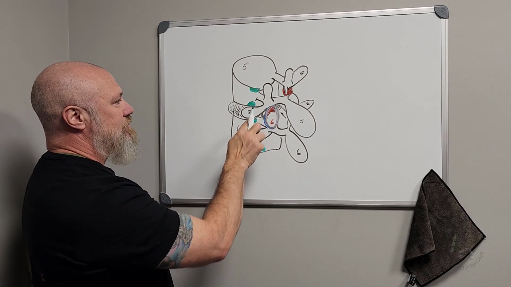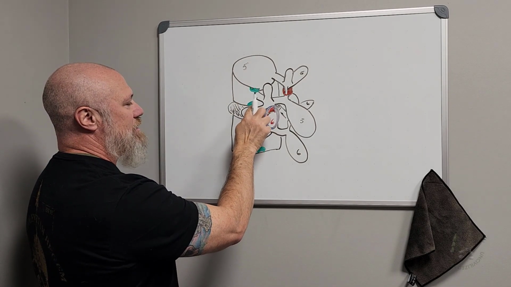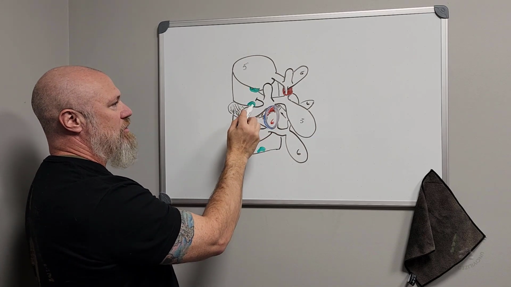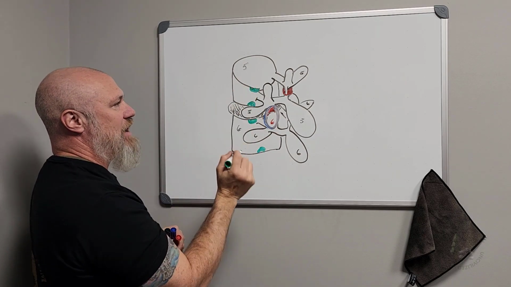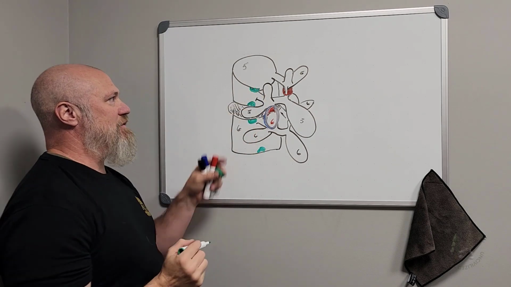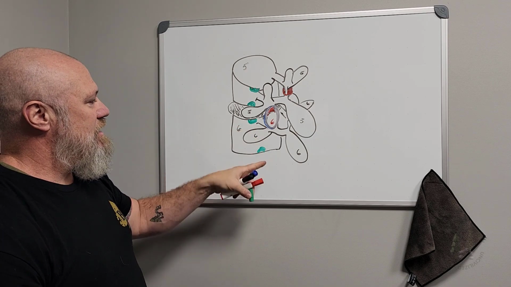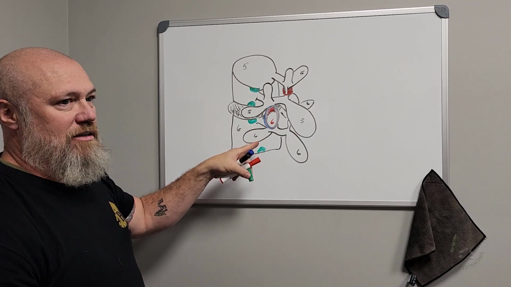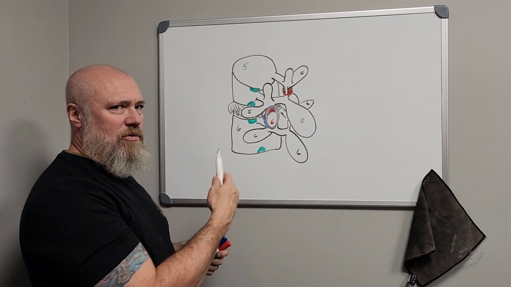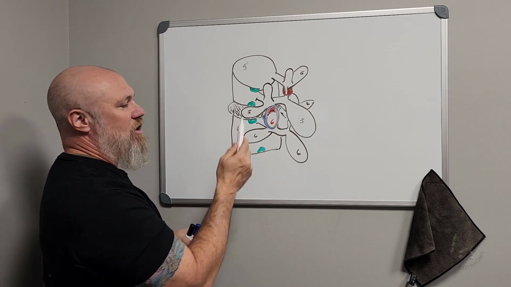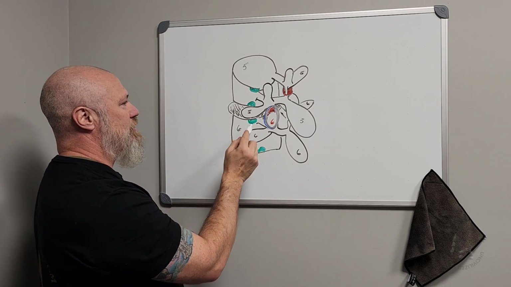Now, I'm going to move. I'm not going to move this TP. I'm just going to draw around it. So you have the demifacet here would be called the inferior demifacet of 5, the superior demifacet of 5, and the superior demifacet of 6, inferior demifacet of 6, costal demifacets or vertebral demifacets, or costal facets. There's lots of different ways to refer to it.